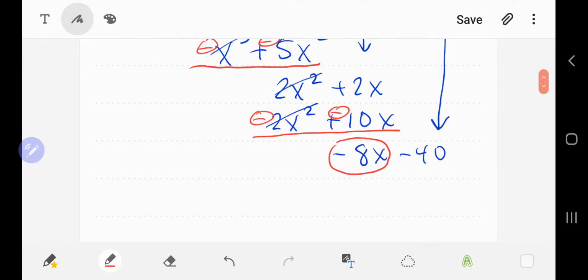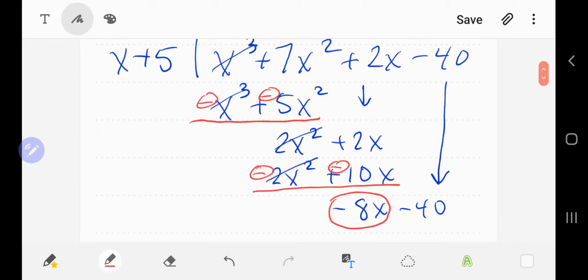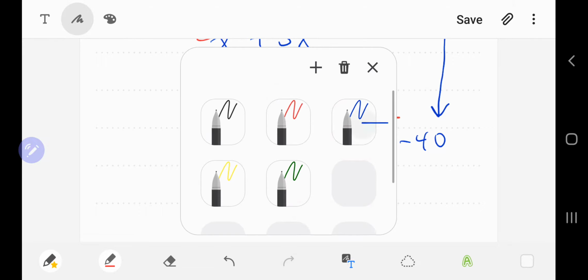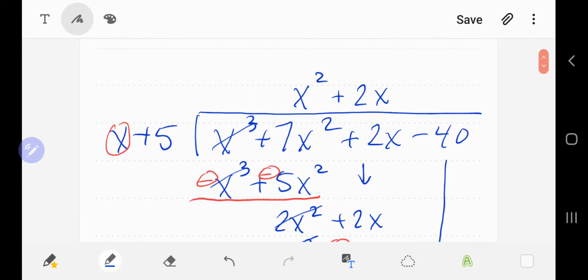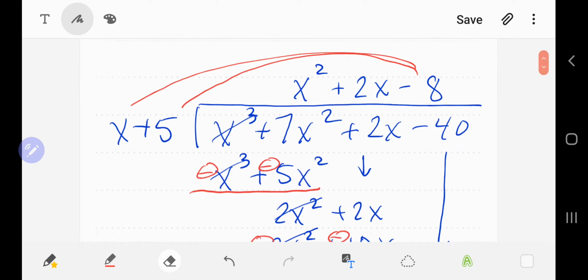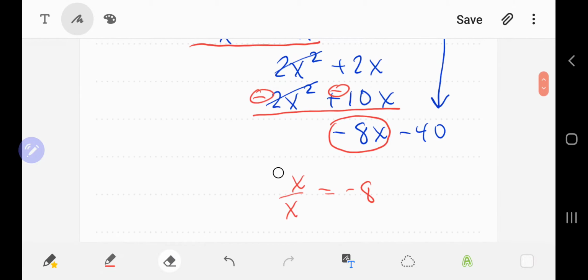We're going to take now negative 8x divided by x. So negative 8x divided by x, those x's are going to cancel, leaving negative 8. And that is the last term of the quotient. The negative 8 is then going to need to distribute. So the next step would be to take the negative 8 and distribute. So again, let's get rid of this stuff I wrote down here.